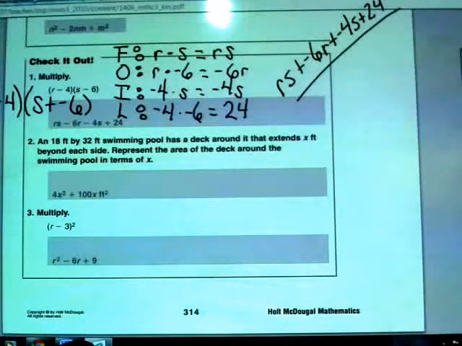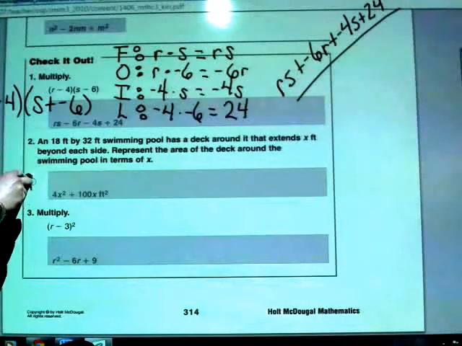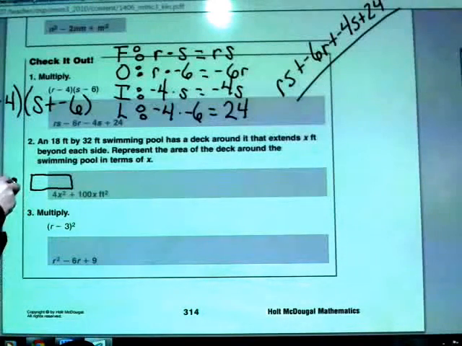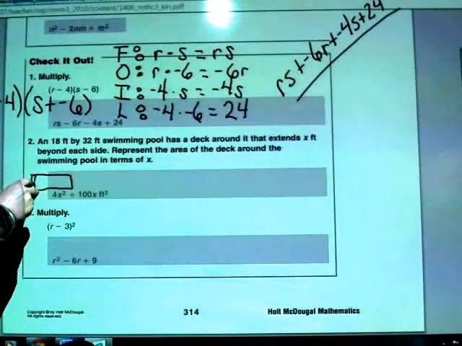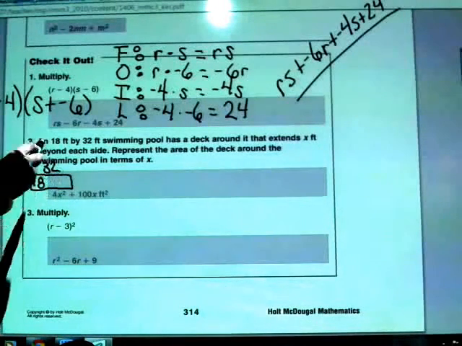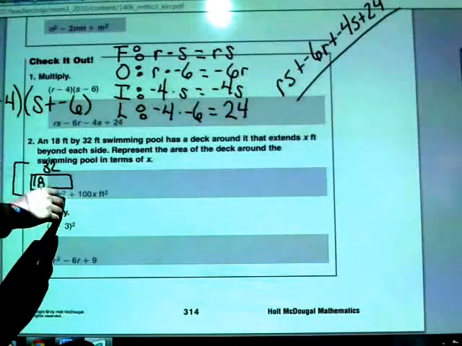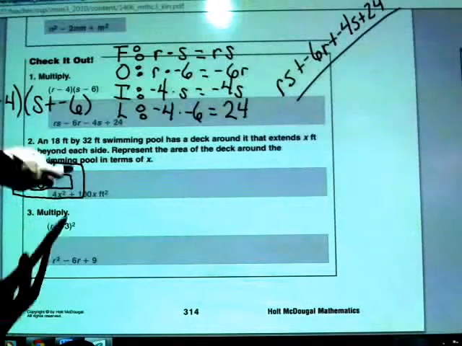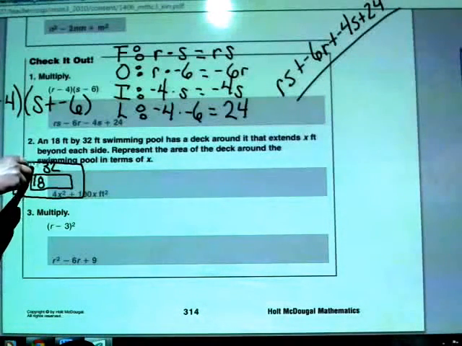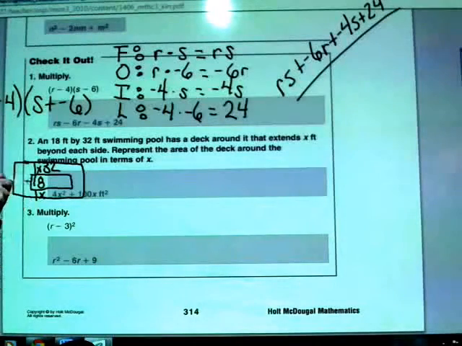Number 2: an 18-foot by 32-foot swimming pool has a deck around it that extends x feet beyond each side. Represent the area of the deck around the swimming pool in terms of x. So here's my swimming pool, and my swimming pool is 18 by 32. Now I have my 18 by 32 swimming pool, and I'm adding the deck around it. And the deck, no matter where I look, is going to have a width of x. So it's x tall on either side, it's x wide on either side.